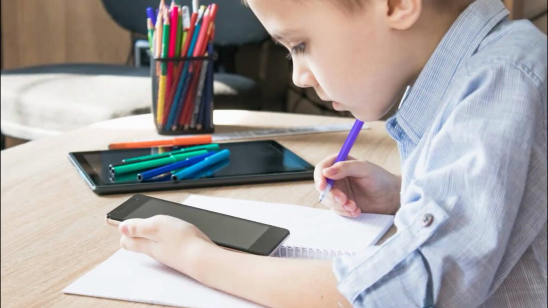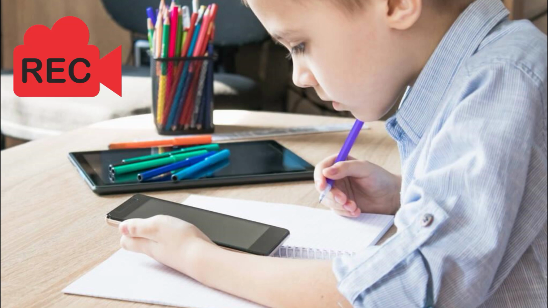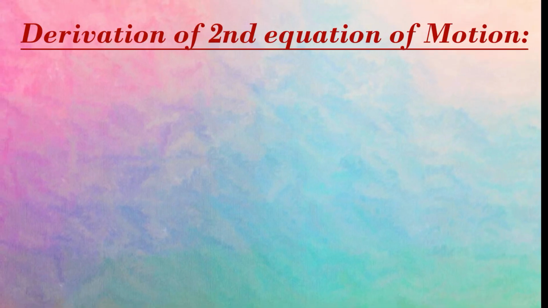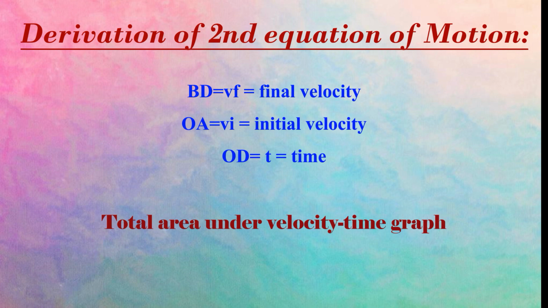We have already discussed the first equation of motion in a previous video. If you haven't seen it, make sure to watch that video before. For the derivation of the second equation of motion, consider the same variables that were used for the derivation of the first equation of motion. We'll find the total distance under the graph to derive the expression.